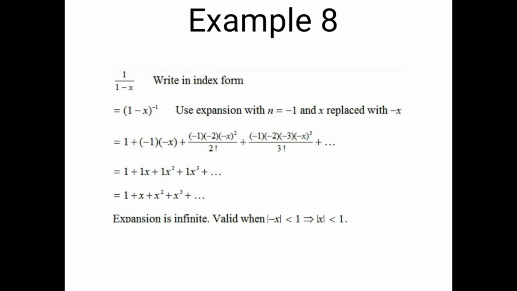Adding and simplifying, we have that 1 over 1 minus x is equal to 1 plus x plus x squared plus x raised to 3, plus infinity. This expansion is infinite and it is valid for the absolute value of x less than 1.